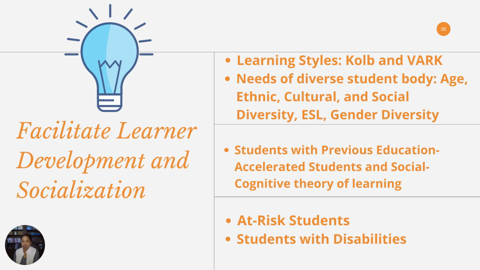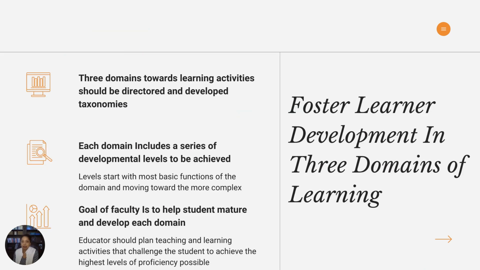Students with previous education as well as experience, such as the accelerated student, as well as the social cognitive theory of learning, they highlight the importance of ensuring that we modify our teaching strategies to support the learner. So make sure you take a look at that. At-risk students, students with disabilities, we want to make sure our learning and socialization that occurs in the classroom is fair and that we are incorporating them into what we do.